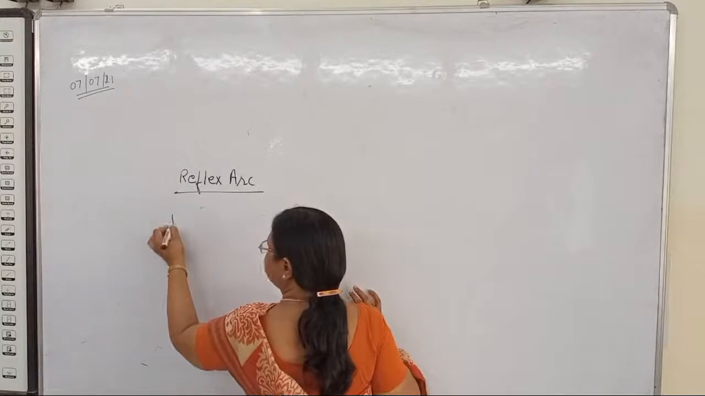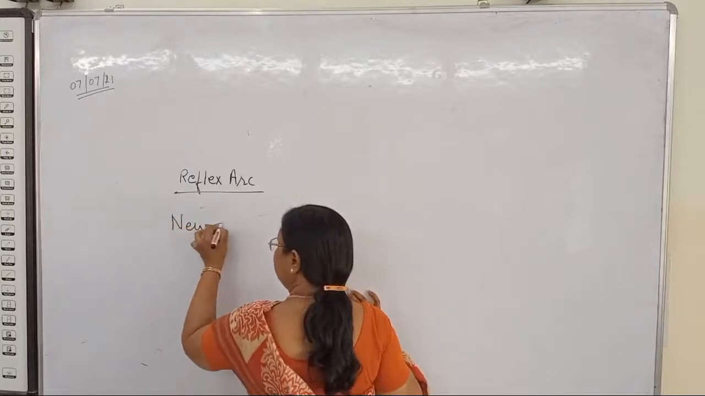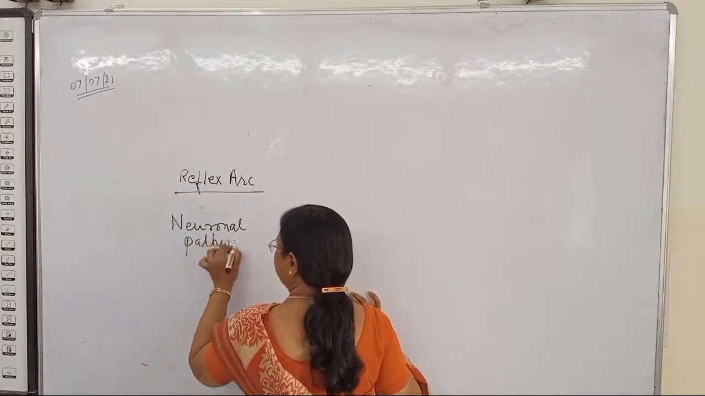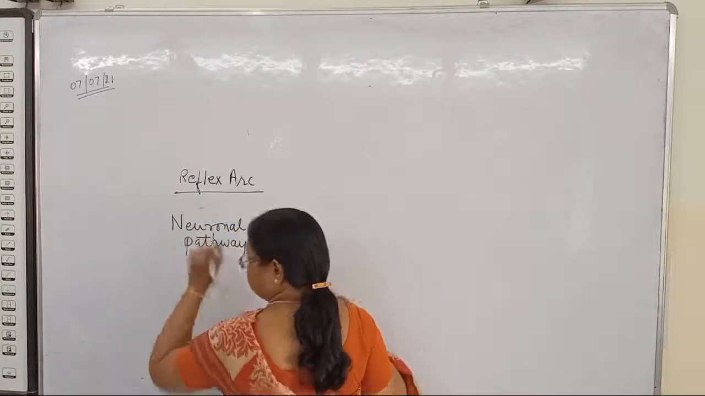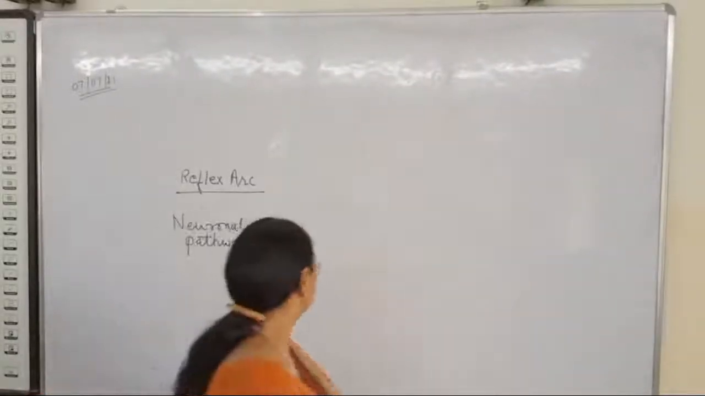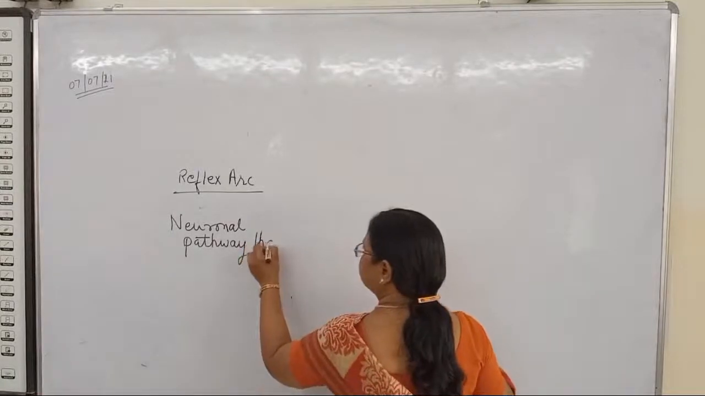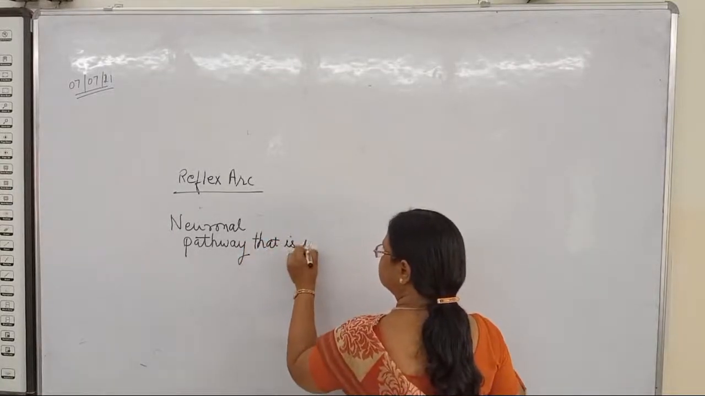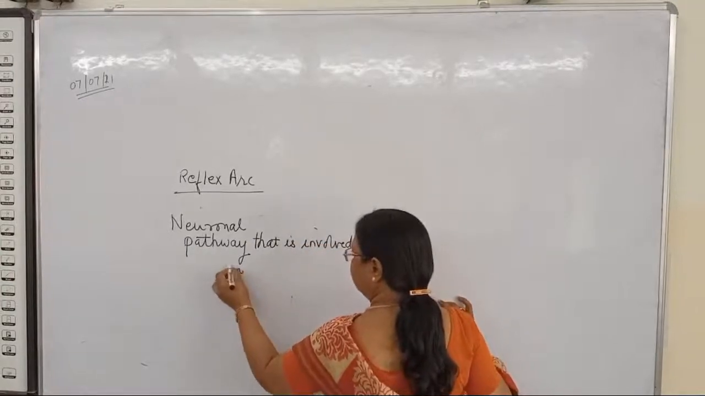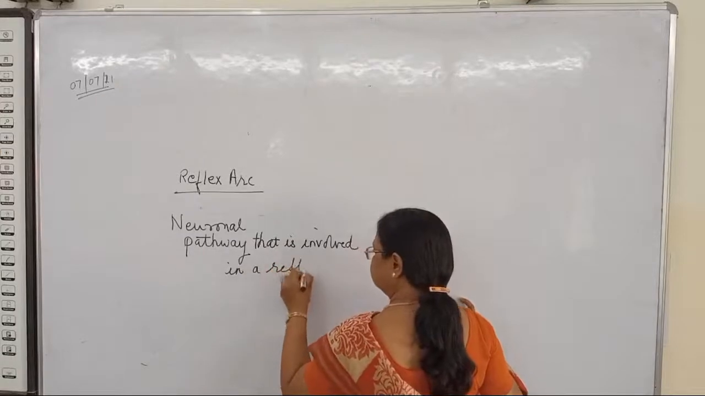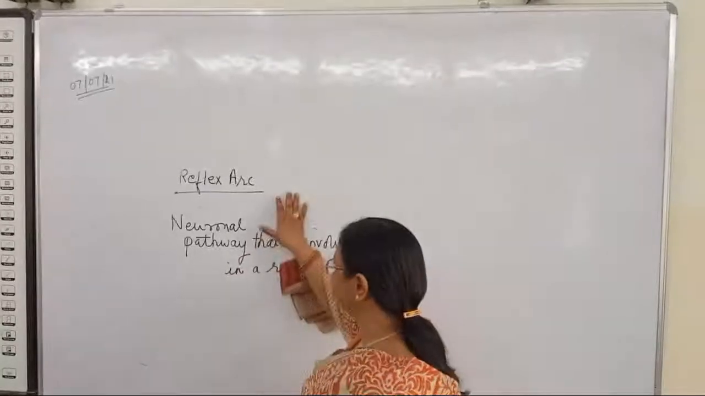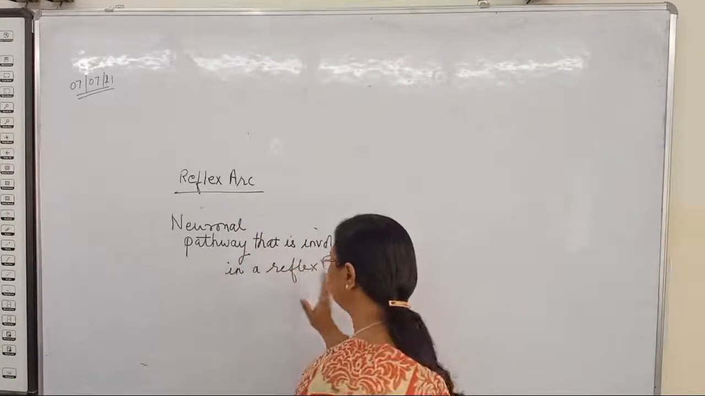Now, reflex arc is a neuronal pathway. It is a kind of neuronal pathway that is involved in a reflex, this kind of a reaction. So reflex arc is a neuronal pathway that is involved in a reflex.